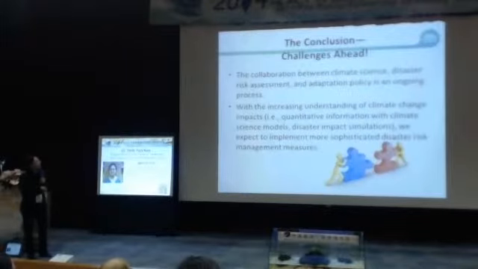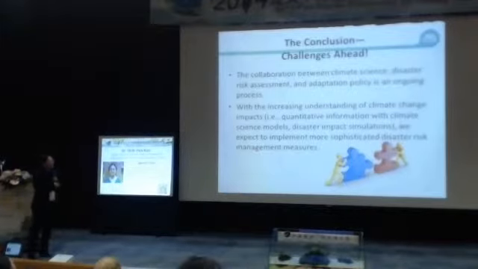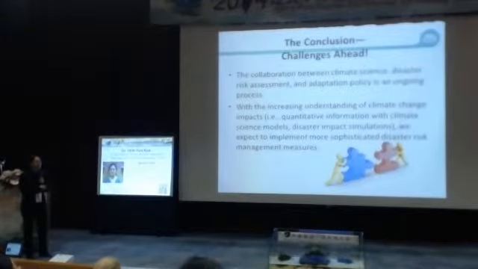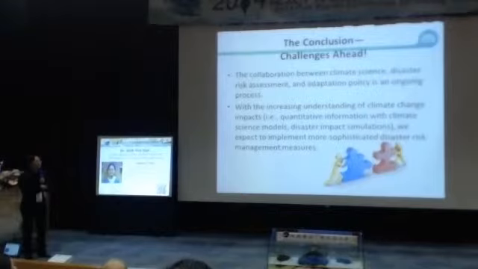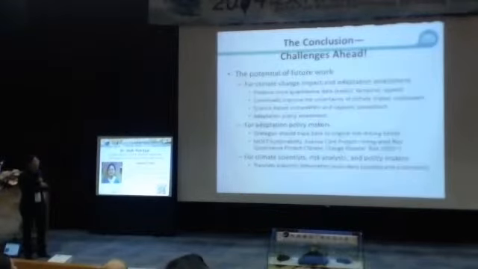In conclusion, I believe the collaboration between climate science, disaster risk assessment, and adaptive policy is an ongoing process, and it needs to be done right now. And with the increasing understanding of climate change impacts, if we provide more quantitative information with climate science models and disaster impact simulations, we can implement more sophisticated measures.